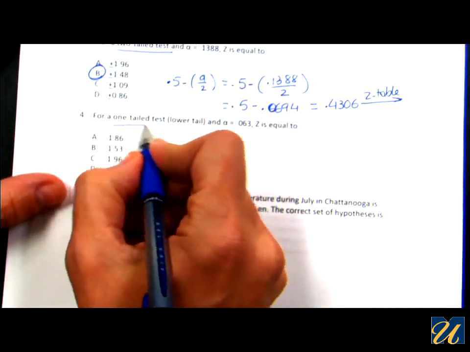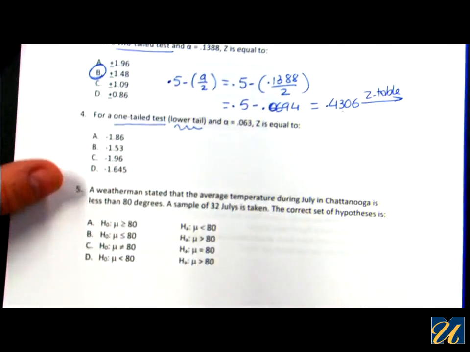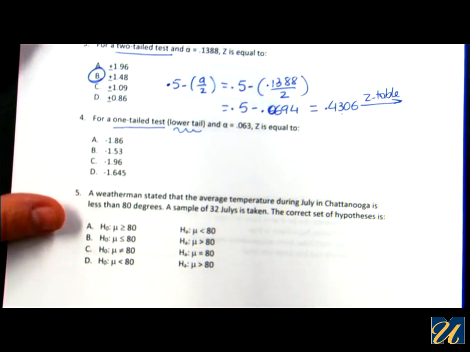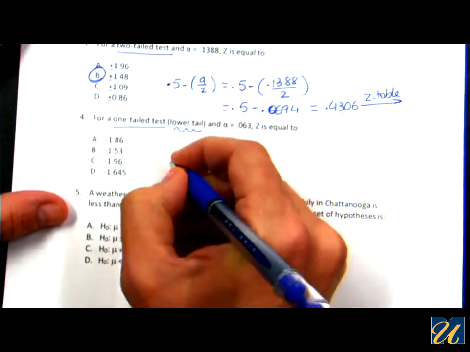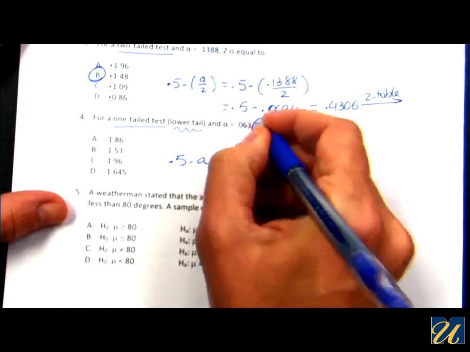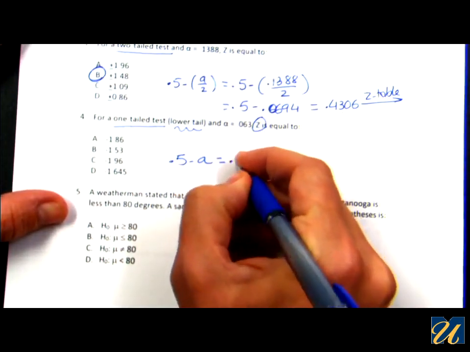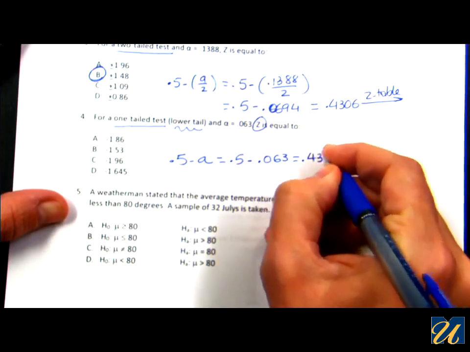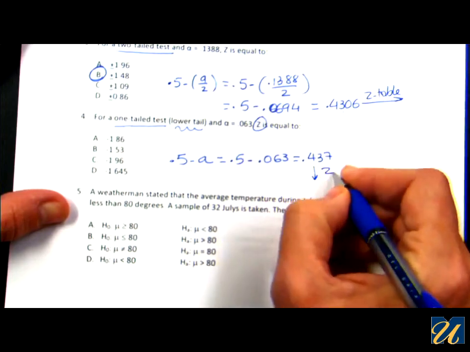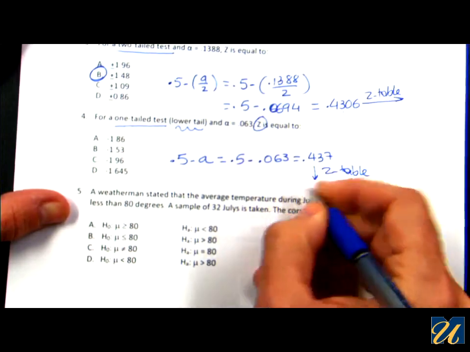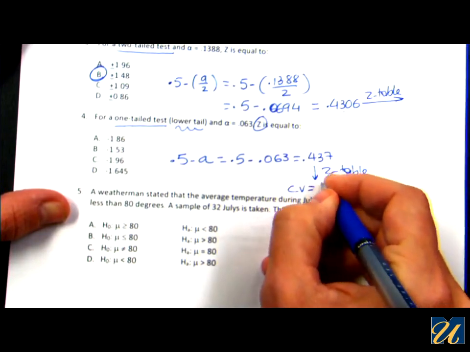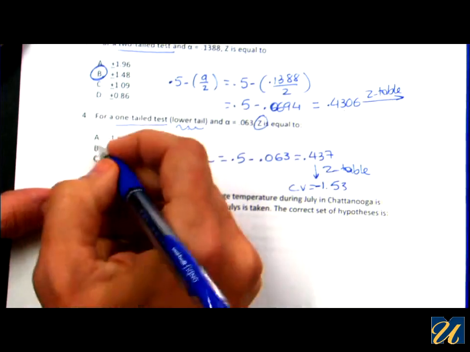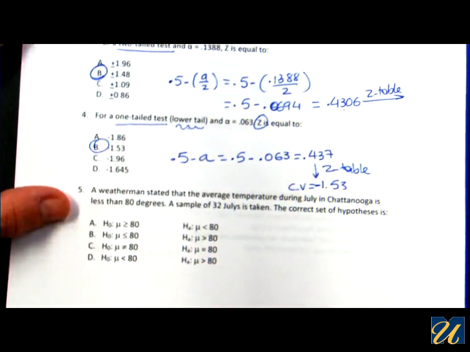For a one-tailed test, lower, that means your critical value will be negative. And alpha 0.063, the critical value will be equal to what? 0.5 minus alpha, since it's a z test. 0.5 minus 0.063 is going to be equal to 0.437, and if you go to your z table, you will see that this corresponds to a critical value of 1.53, and since it's a lower tail, negative 1.53. So the correct answer will be B.